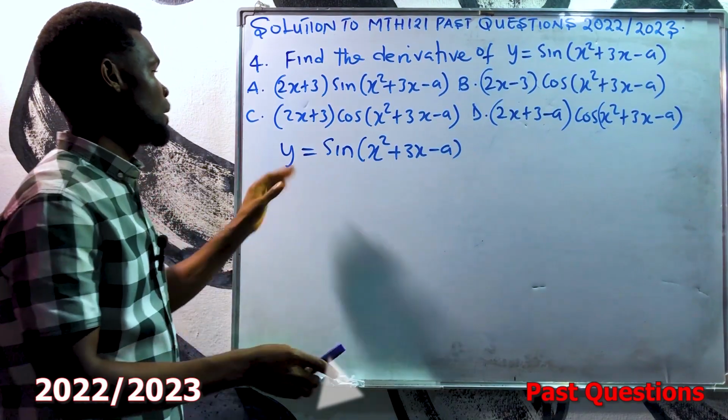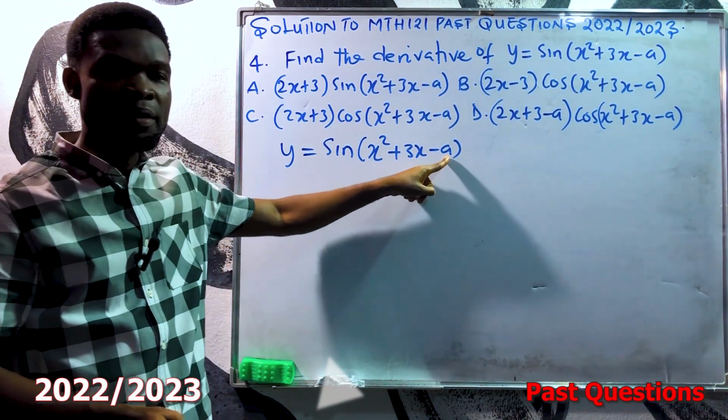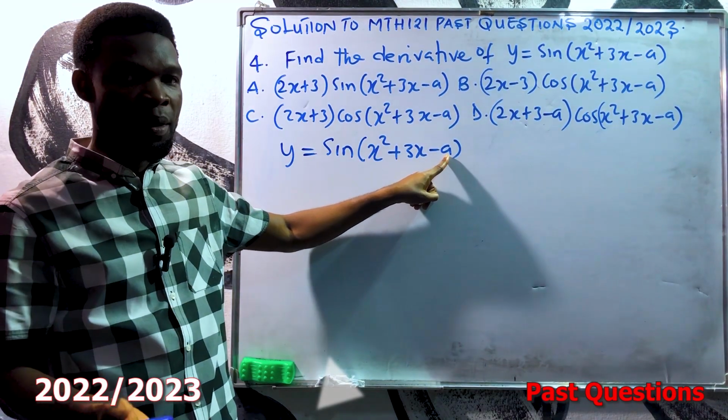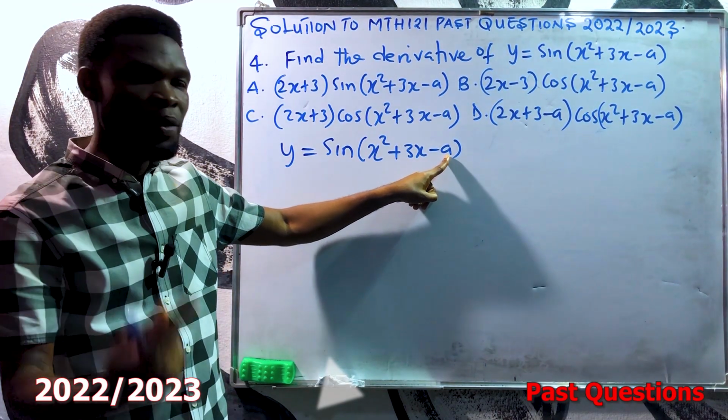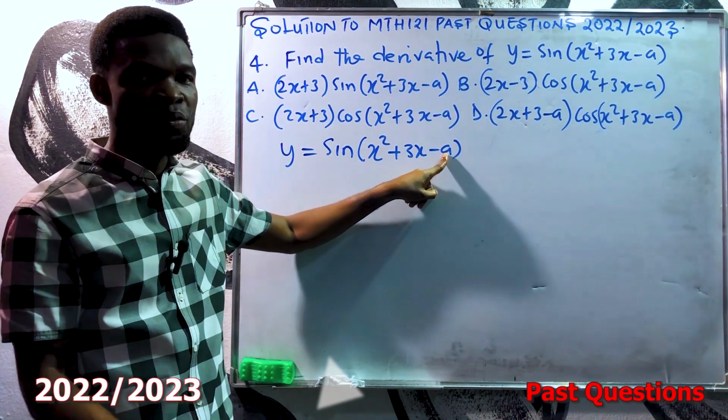So we are given that y is equal to sine of x squared plus 3x minus a. Please note at this point, this a is a constant. You can assume it to be 3, 4, 5, any number at all. And of course, you know that the derivative of a constant is 0. So that means that if you differentiate this a, the answer will be 0.